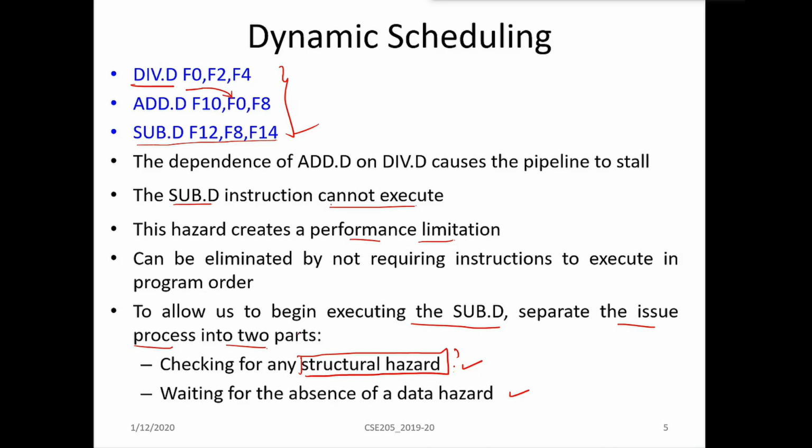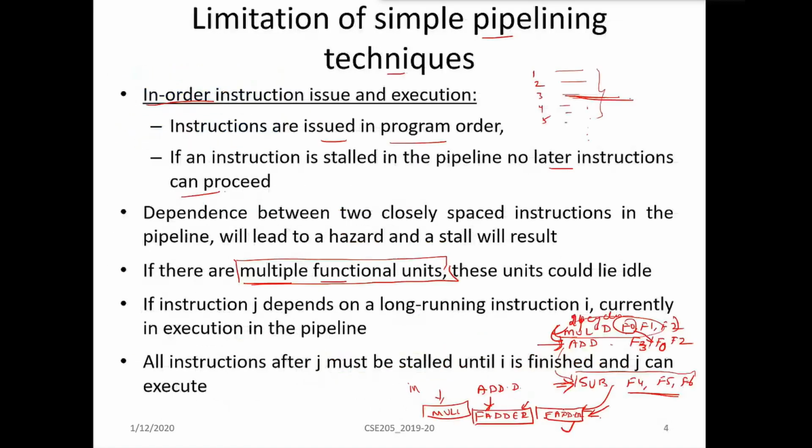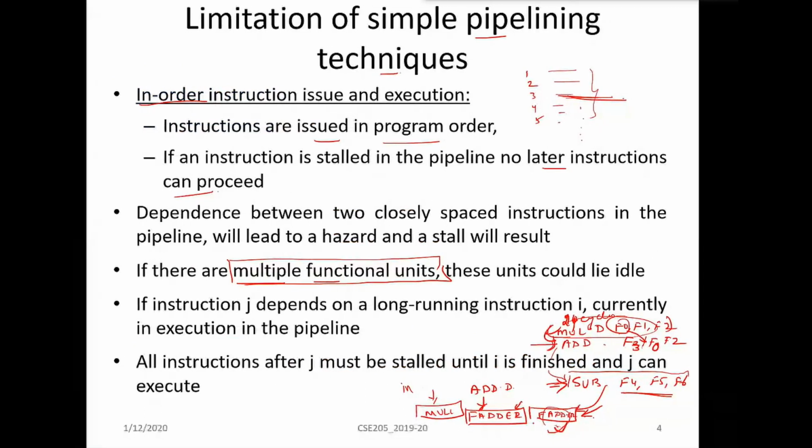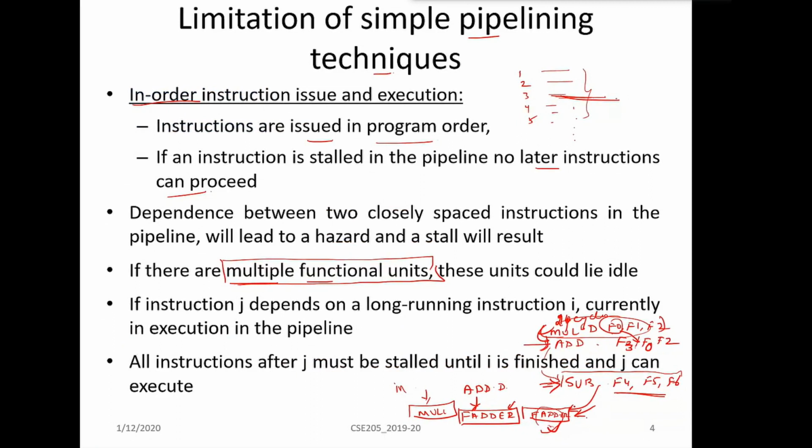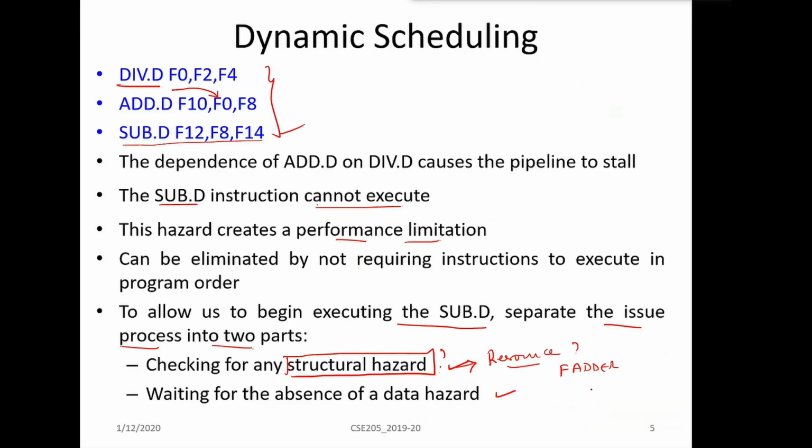A resource may not be available, ma'am. Like a resource such as an adder or subtractor? Yes, exactly, a resource. Here, what is the resource we need? I told you, right, the FP adder, in the previous slide. It is idle, but still we are not using it. So now we are checking whether any resource is available to execute this instruction. If it is available, we can go for this.